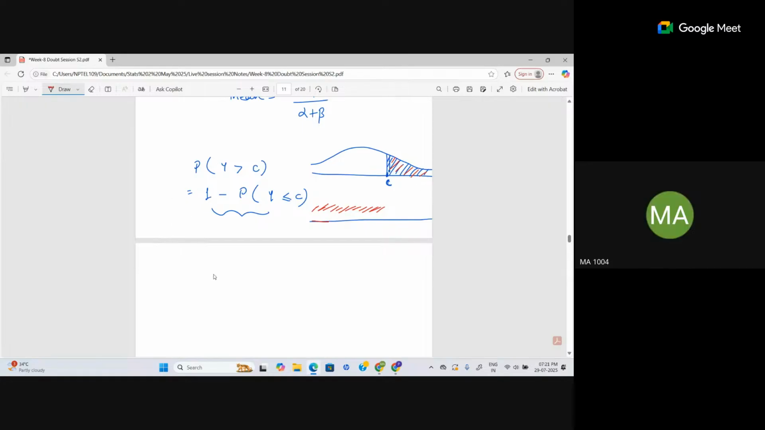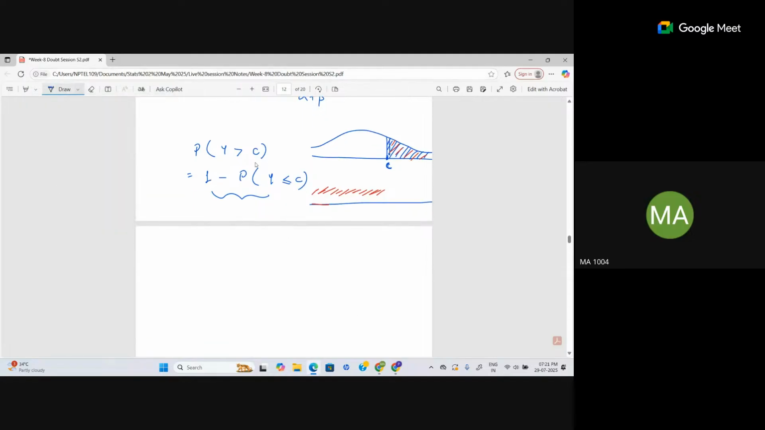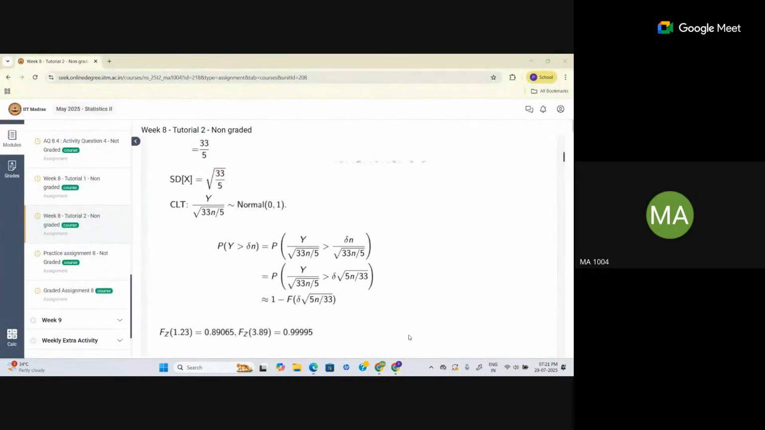These two are equal to each other. Why are we converting it like this? Because we know that the probability Y is less than or equal to c is nothing but the CDF. If it is Y, it will be the CDF of Y; if it is Z, it will be the CDF of Z. Then we know the values of the CDF of the standard normal. Those values will be given to you in the question, so you can use them.